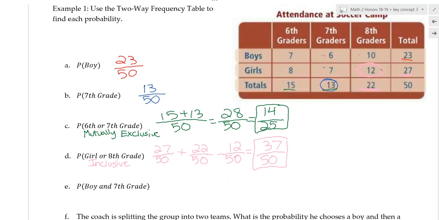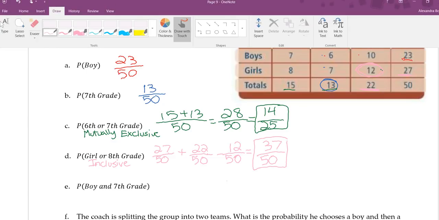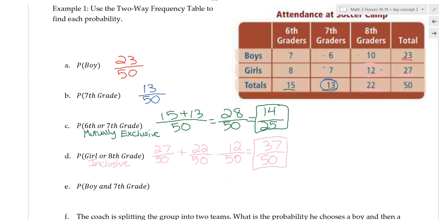Alright, being a boy and in 7th grade. From a table, there is no way to tell if they're mutually exclusive or if they're independent or dependent. All we do for our and is we're not multiplying. I'm just looking for where the two of them meet. Being a boy and in 7th grade, there's 6 of them. And that's all you have to do. So your ors, you still have to add or subtract. For your and, you're just looking at that specific part of the table.